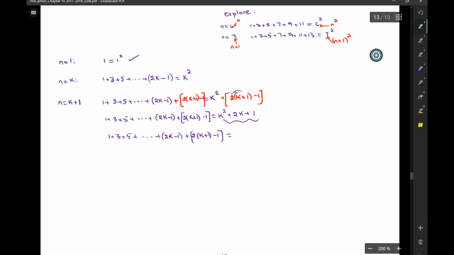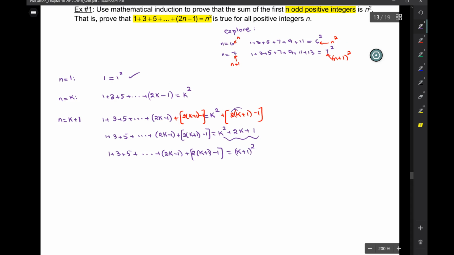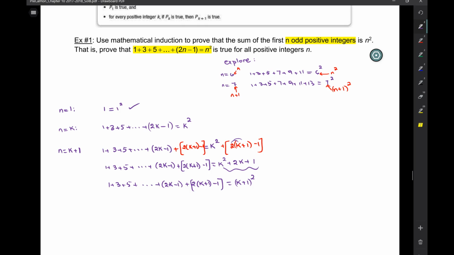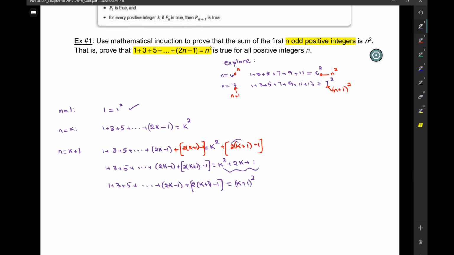What do you get when you factor this? K plus 1 squared. What should I have gotten? N plus 1 squared. K plus 1 squared. So you proved it. You see that? What you showed is, assume that for k, it's k squared. And then if I add one more term here, is this going to equal k plus 1 squared? Yeah, it is. So this is done. You just proved it.